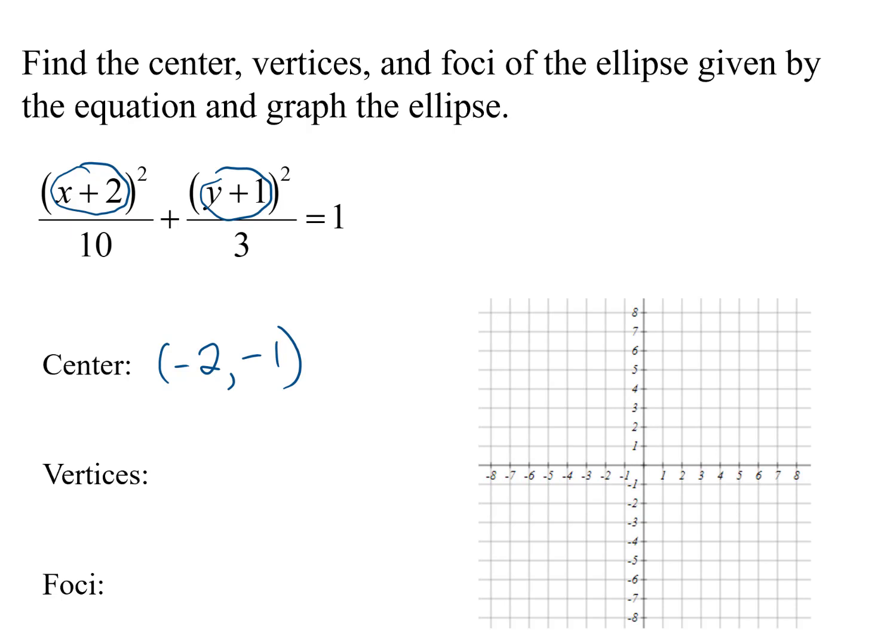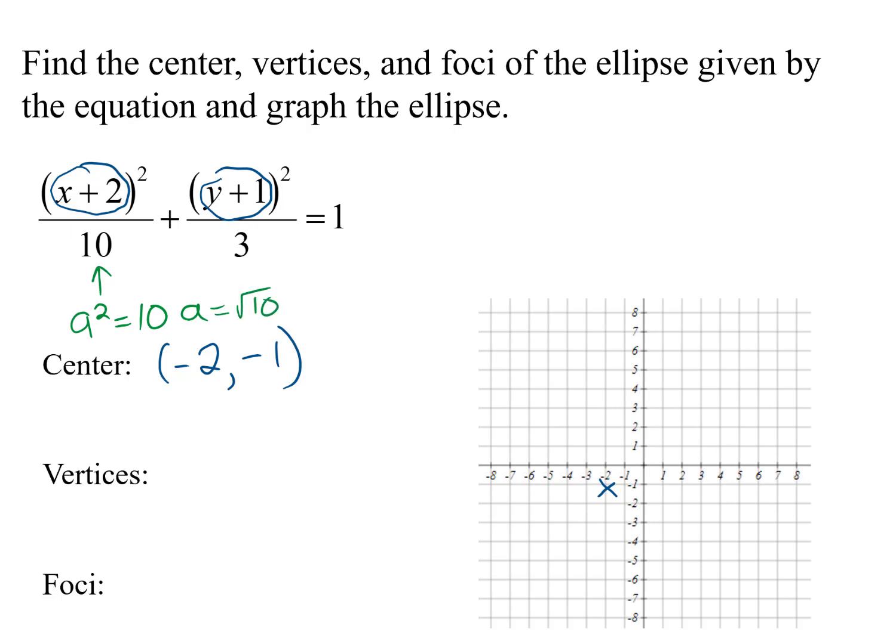So I'm going to put that center on. I'm going to go -2 for the x, -1 for the y, and I'm going to put an x there because that is the center of the ellipse, not a point on the ellipse. Now I'm going to look at the number underneath the x squared stuff, and that's going to be my a squared, and that is 10. So a is the square root of 10.